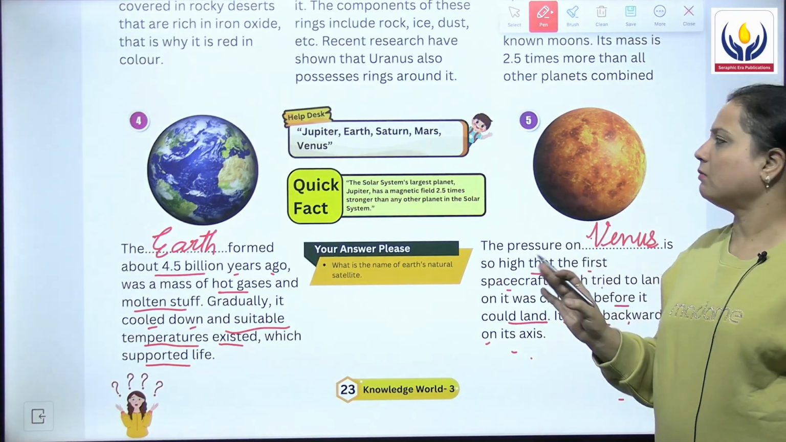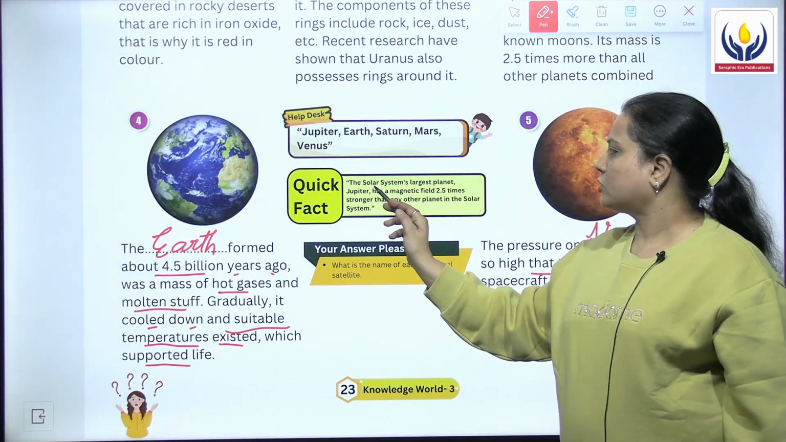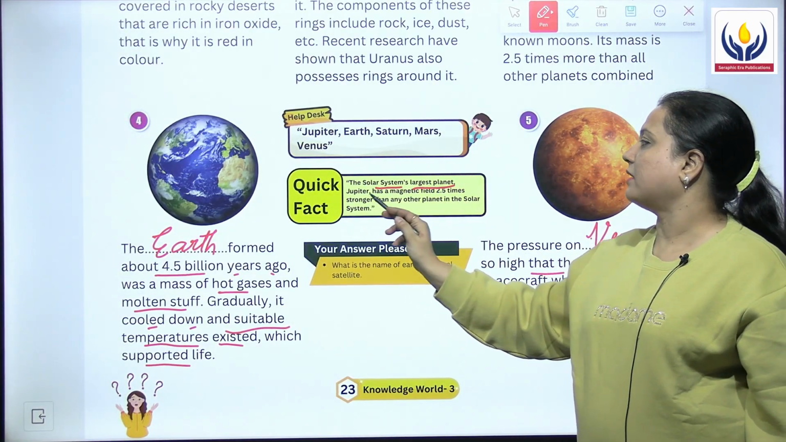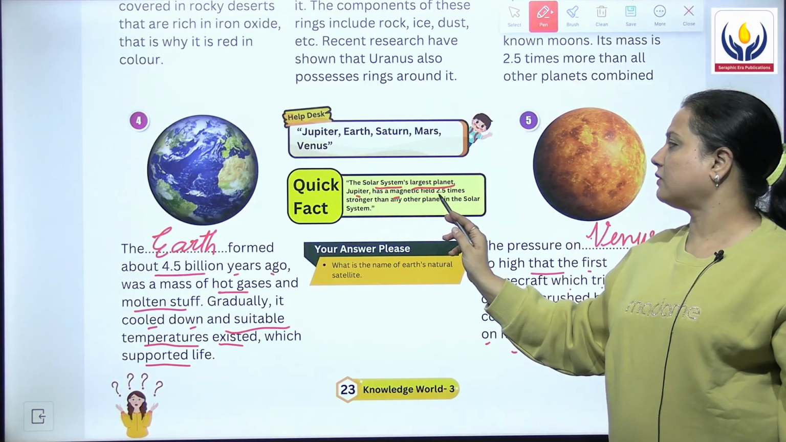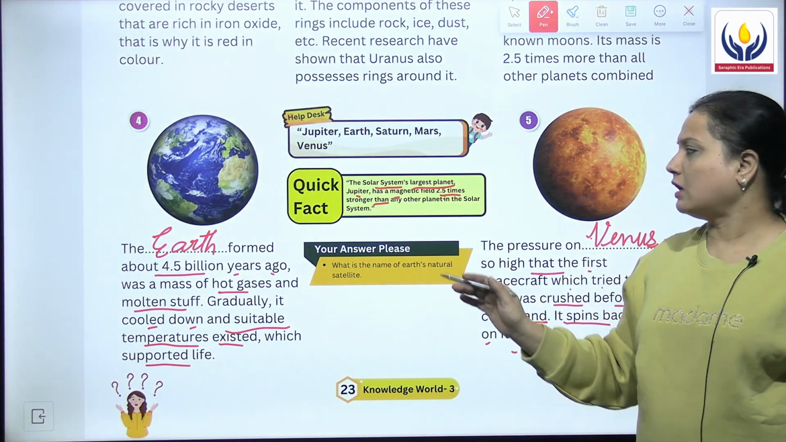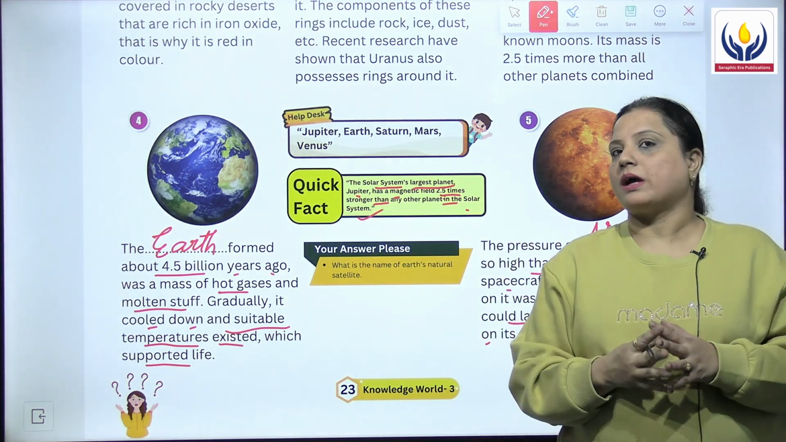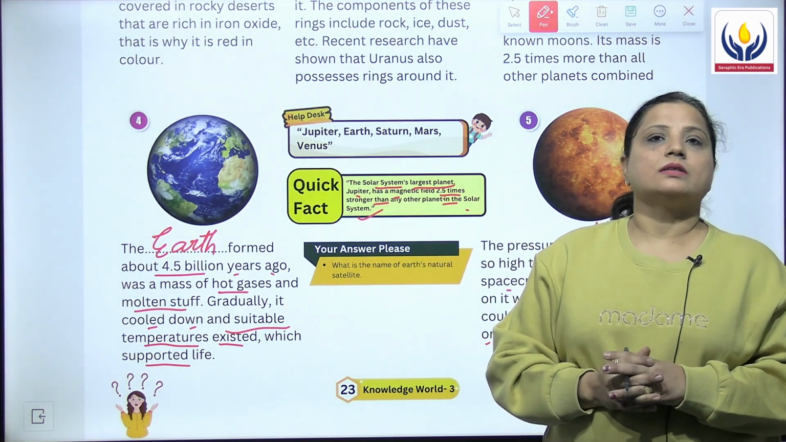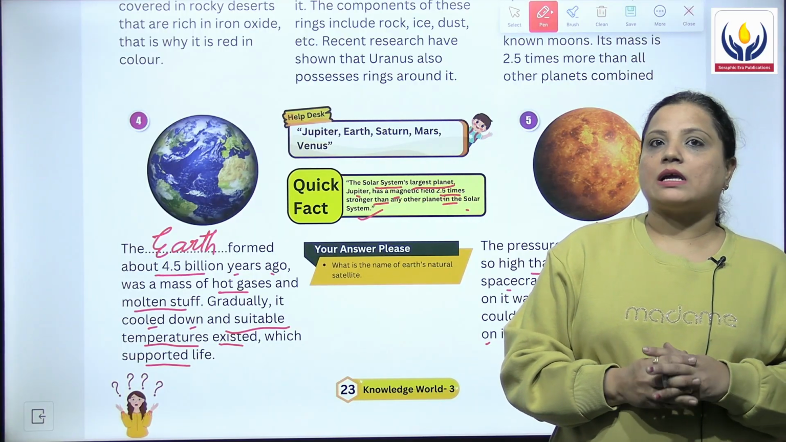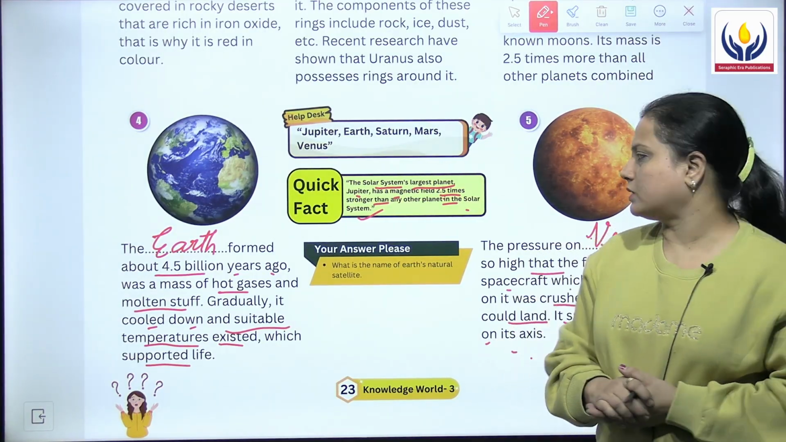We have named them. Let's now do the quick fact. The quick fact says that the solar system's largest planet, Jupiter, has a magnetic field 2.5 times stronger than any other planet in the solar system. Since Jupiter is the largest planet of the solar system, hence it has a 2.5 times stronger magnetic field than the other planets of the solar system.